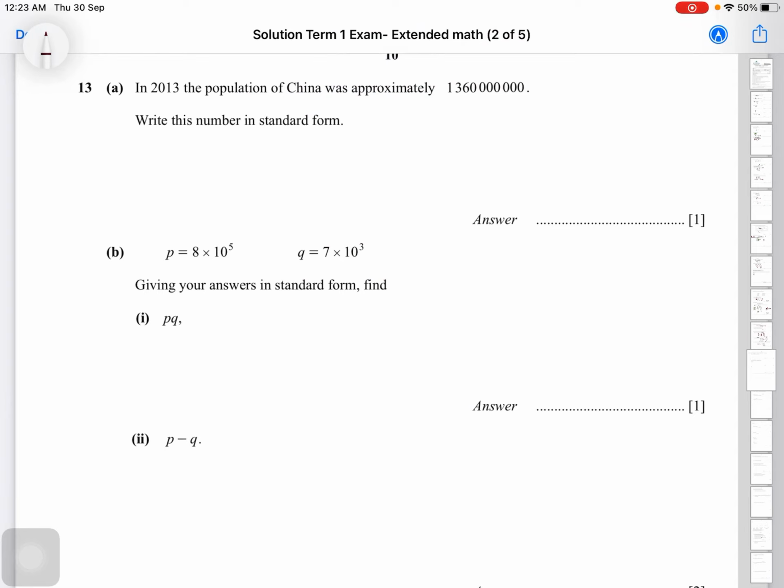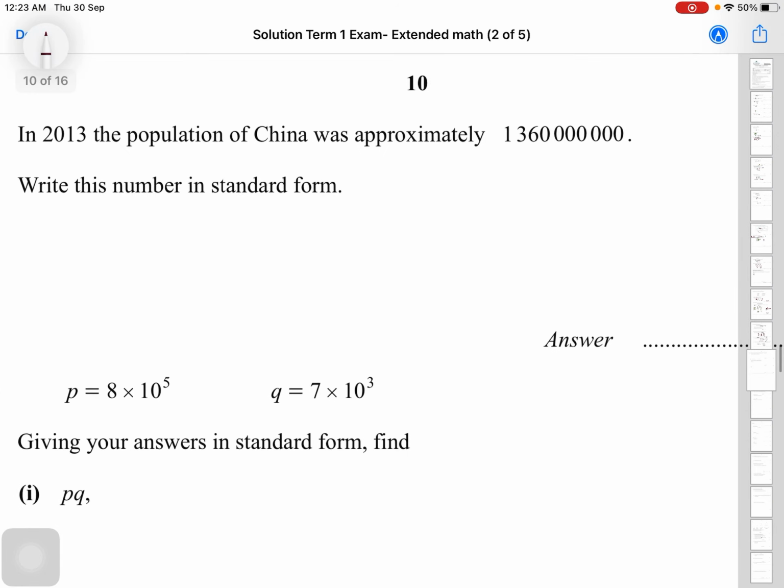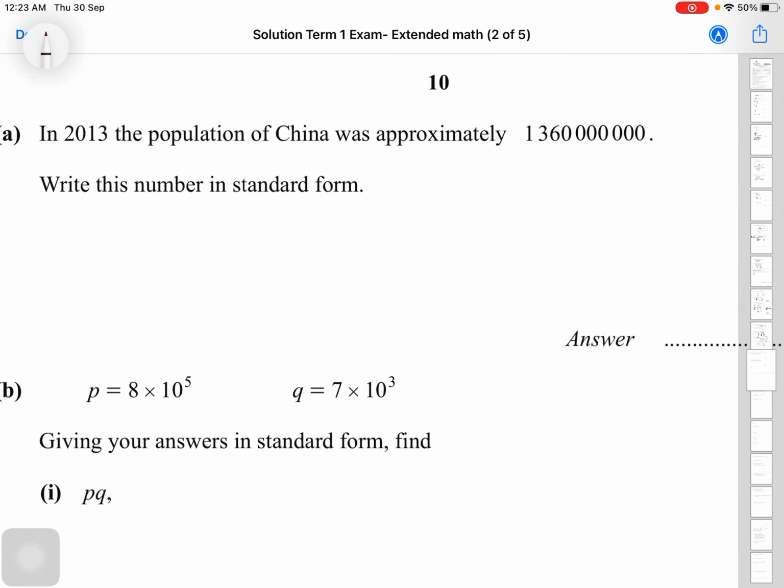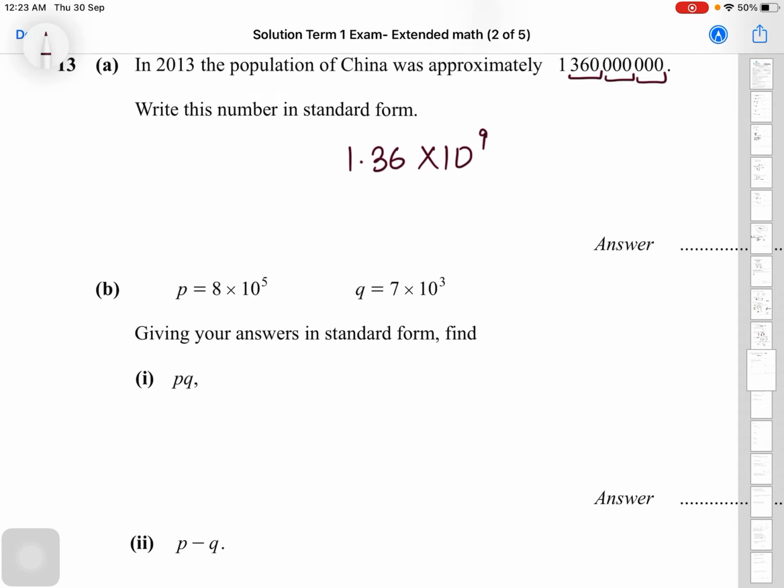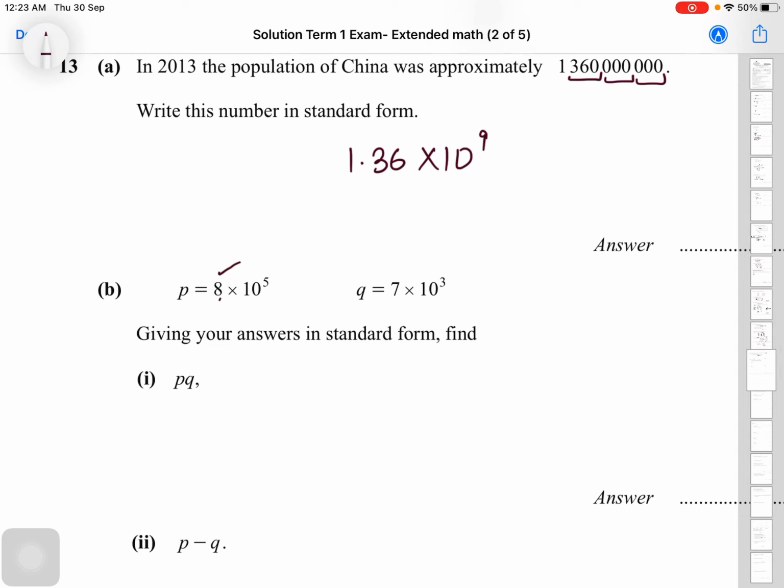Okay, one more. In 2013, the population of China was approximately this one. Write this number in the standard form. You can write 1.36 into 10 to the power of 9, because 1 is followed by 3, 6 and 9, 9 zeros. P is this and Q is this. Write, giving your answers in standard form, find out the answer. 8 sevens are 56 and 10 to the power 5 into 10 to the power 3 will be 10 to the power 8. Rewrite this further, put a decimal here, you will have 5.6 into 10 to the power of 9.